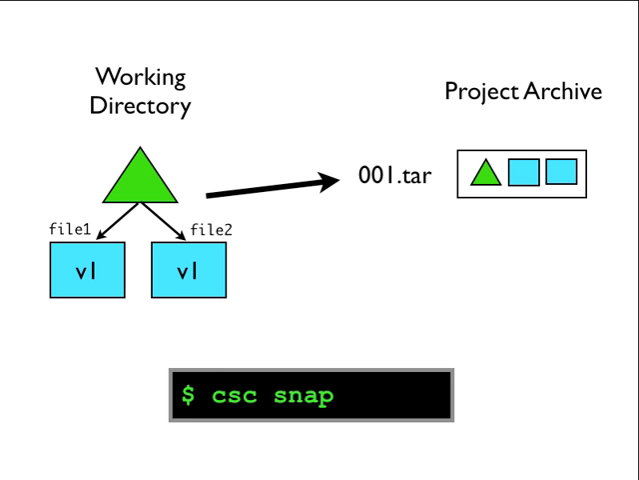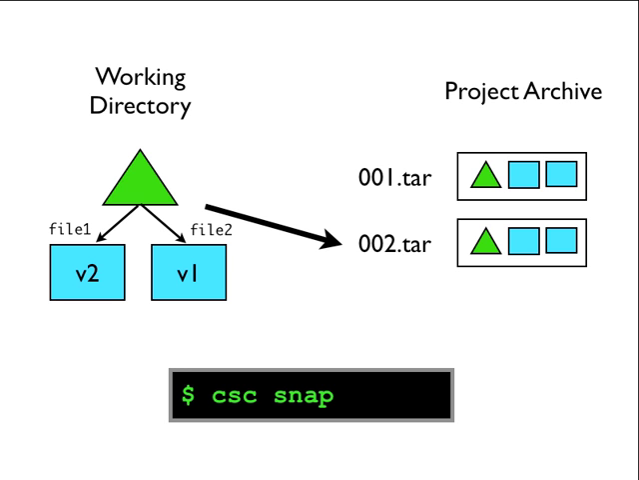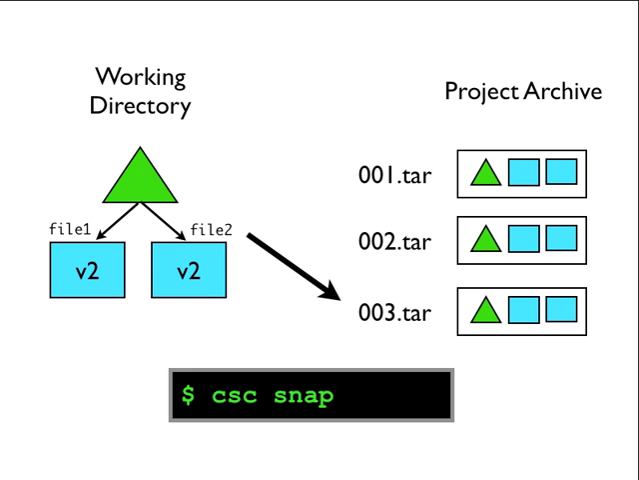And every time we want to create a new snapshot, we just run the command again and it creates a new tar file. And it will keep track of the version numbers for us. So we can have version 1 and version 2 and create another one. There's version 3. And that works very nice and easy.